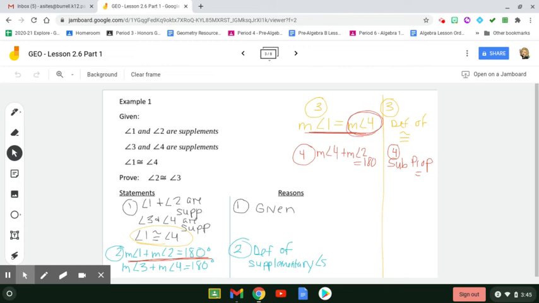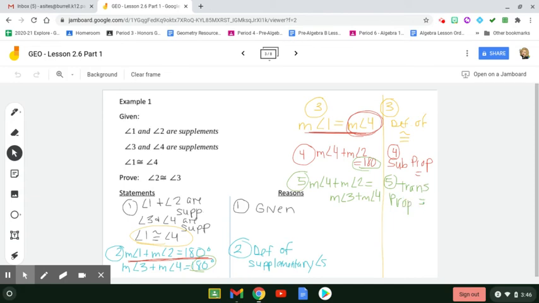I can kind of take out that middleman of 180, and I can set this up by saying the measure of angle 4 plus the measure of angle 2 equals the measure of angle 3 plus the measure of angle 4. And that's going to be my transitive property because I'm taking out the middleman of equality.